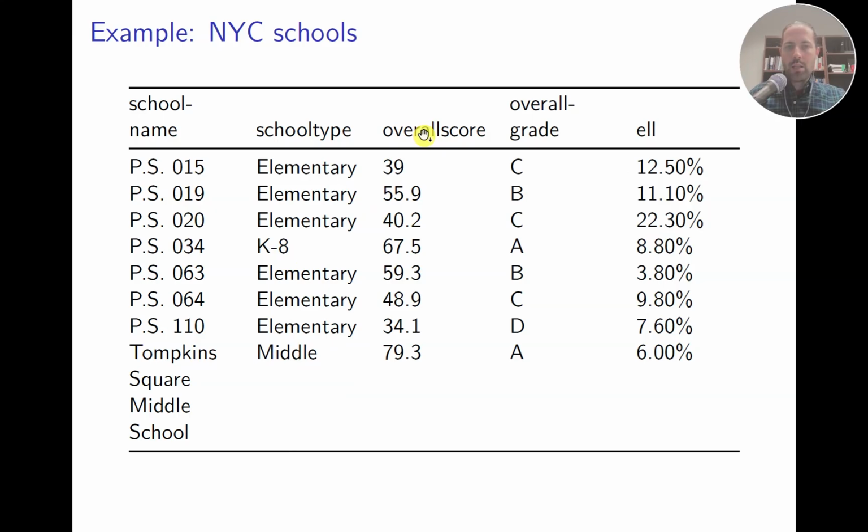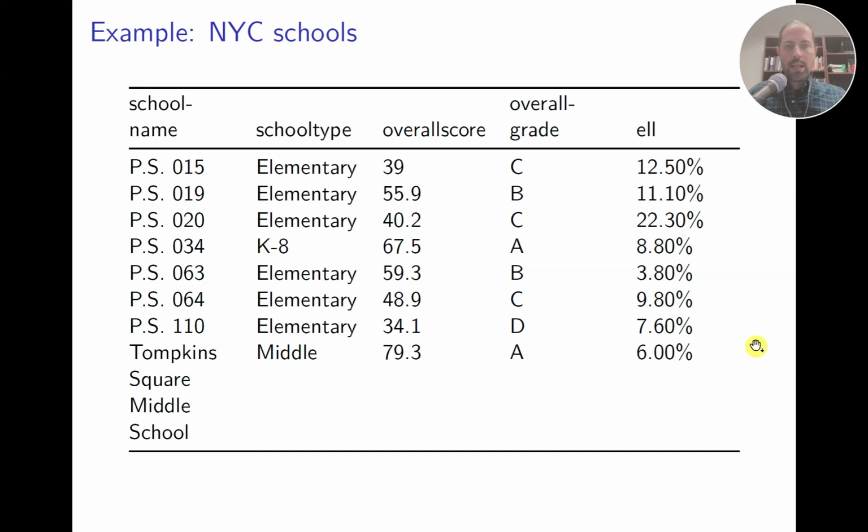The next column is another variable. It's called overall score, and it tells us the overall score that school got from the city on their system where they try to evaluate the performance of each school, how well each school is doing. The next column tells us the grade that school got based on their overall score. And the final column tells us the percentage of students in that school who are English language learners, abbreviated ELL.